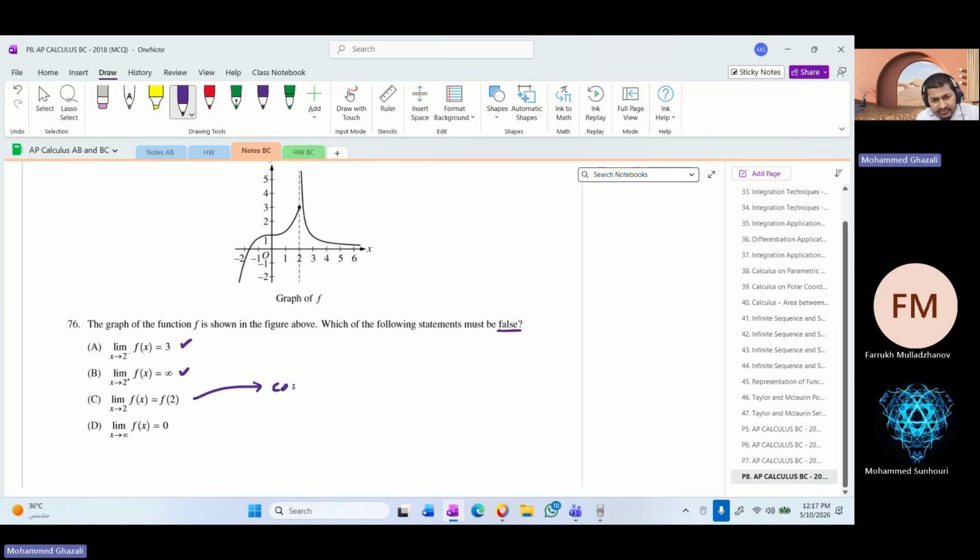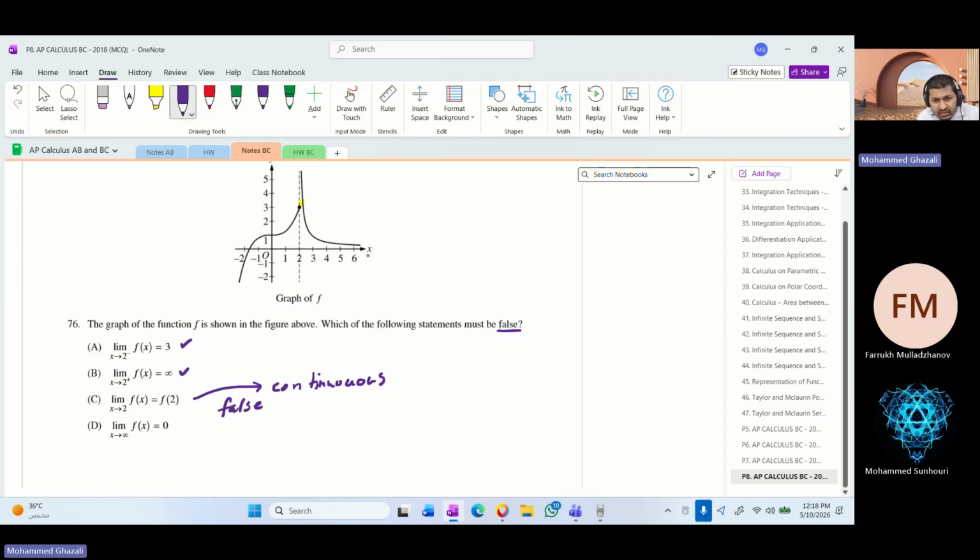Now, this is a continuous function. It means there's no break in the graph. Is this function continuous? No, because we have a broken point here. See, this point is broken between 2 and that point there. So it's not continuous. It's not one smooth curve, right? So this is false.